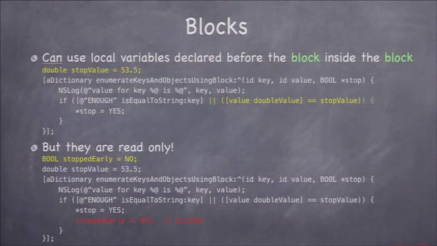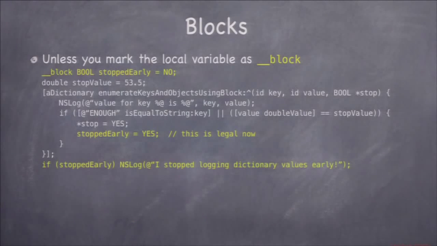However, there's actually a way to make it so it's not read-only, which is to put underbar block in front of it. If you put underbar block in front of a local variable, then the compiler will generate code that transfers stopped early off the stack into the heap so that it can be used by the block. And then when the block is finished, it'll copy the information back into the heap and then back onto the stack. Okay, all happens magically. So if you have underbar block, it knows to do that. So that's a little magic you put in there. Now your variables can go both ways. So now stopped early is yes is legal.